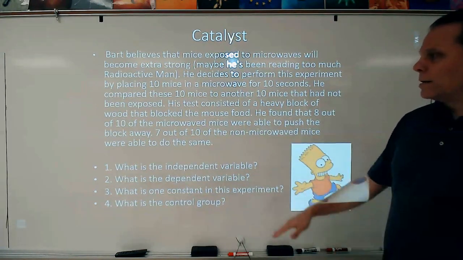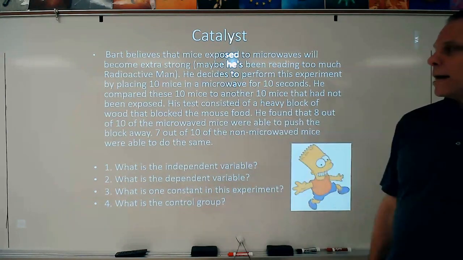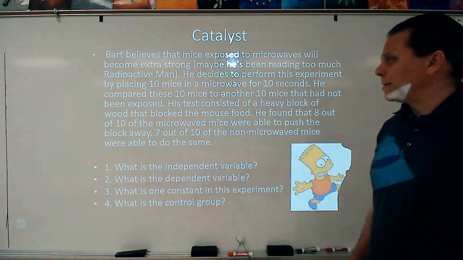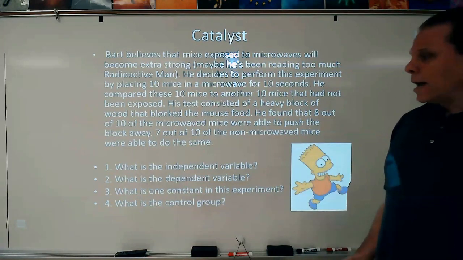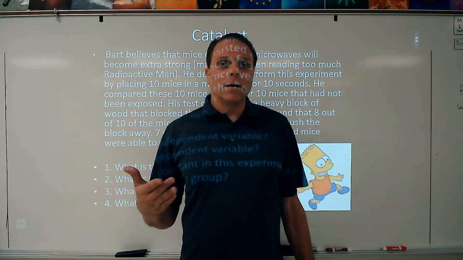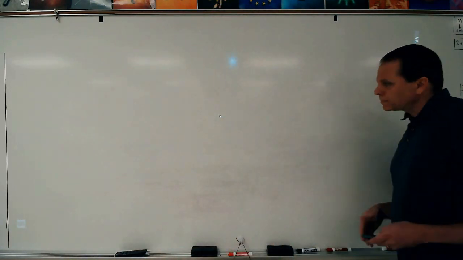The constant, well, he's gotten a few constants, right? He kept the number of mice the same. He kept the block the same size. He probably used the same microwave, right? The same amount of time. All those are constants. The control group, okay? So he had one group that was not exposed to the radiation, and that's going to be your control group, right? All right.